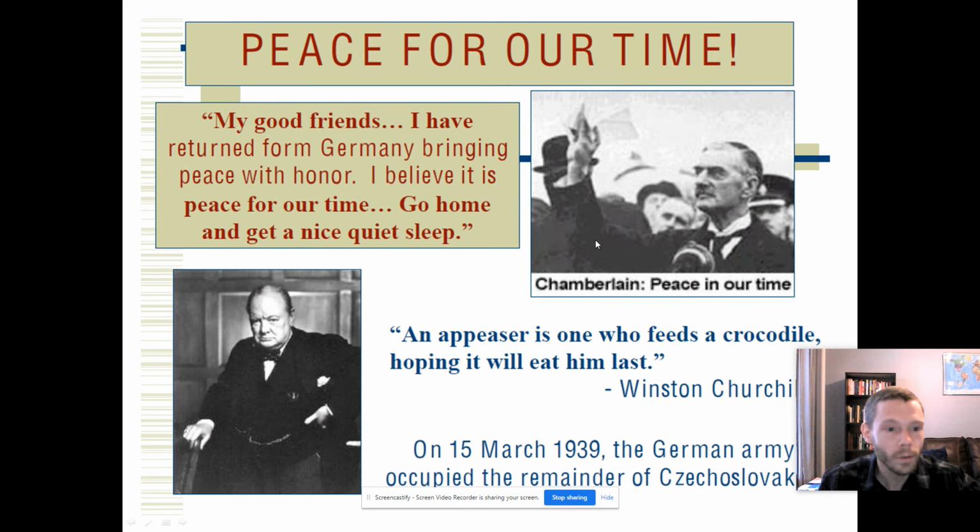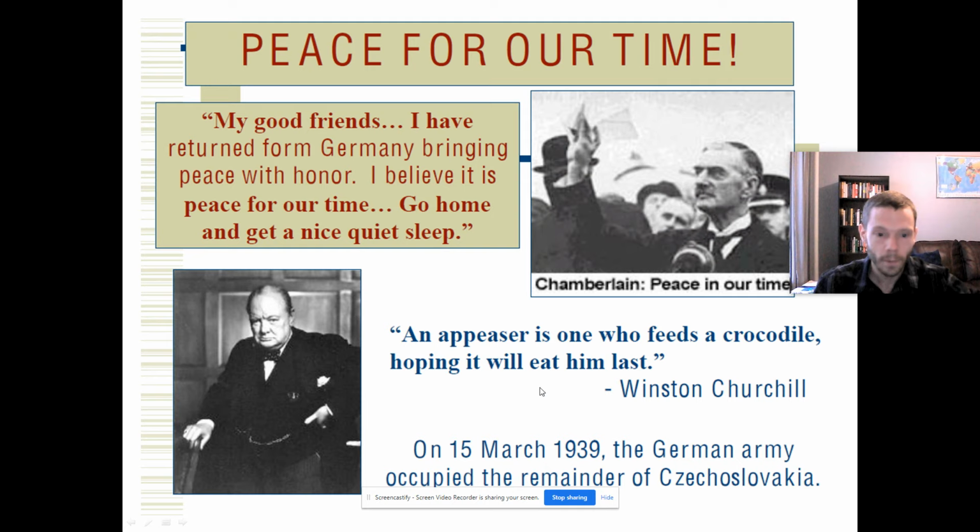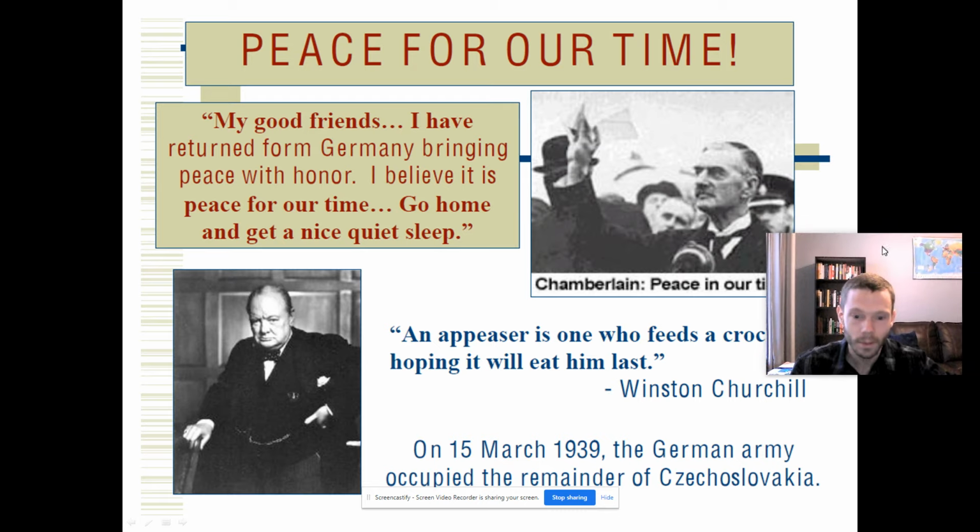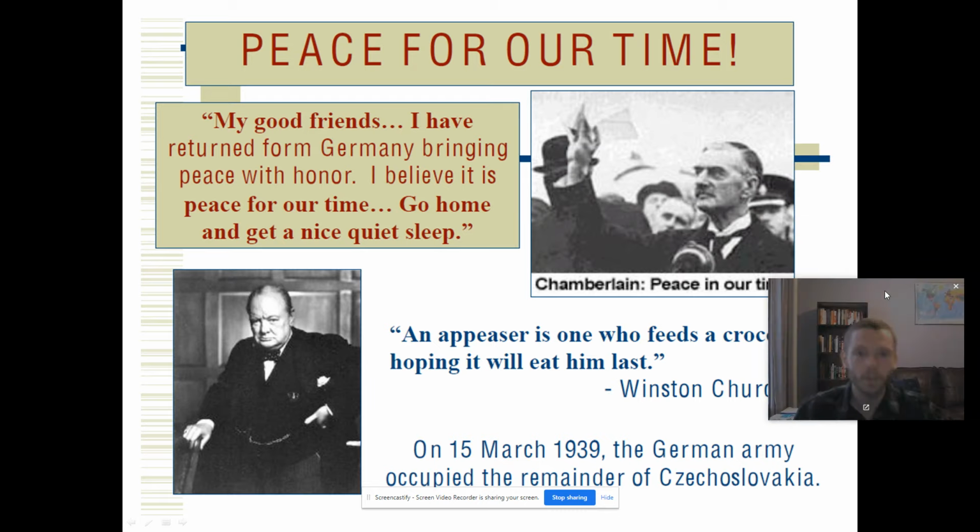When they signed the Munich Agreement in 1938, the Prime Minister of Great Britain at the time, Chamberlain, says, "My good friends, I've returned from Germany bringing peace with honor. I believe it is peace for our time. Go home and get a nice, quiet sleep." Well, 1 year later, they end up going to war, and it's the Second World War. Winston Churchill, very famous, said at the time, "An appeaser is one who feeds a crocodile, hoping it will eat him last." Just think about those words. That really does say something when looking at how different people viewed the situation in the interwar period.